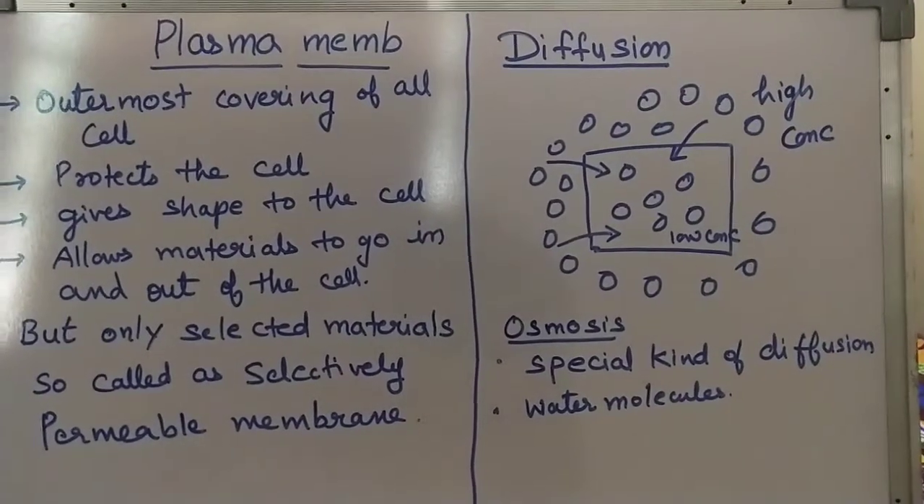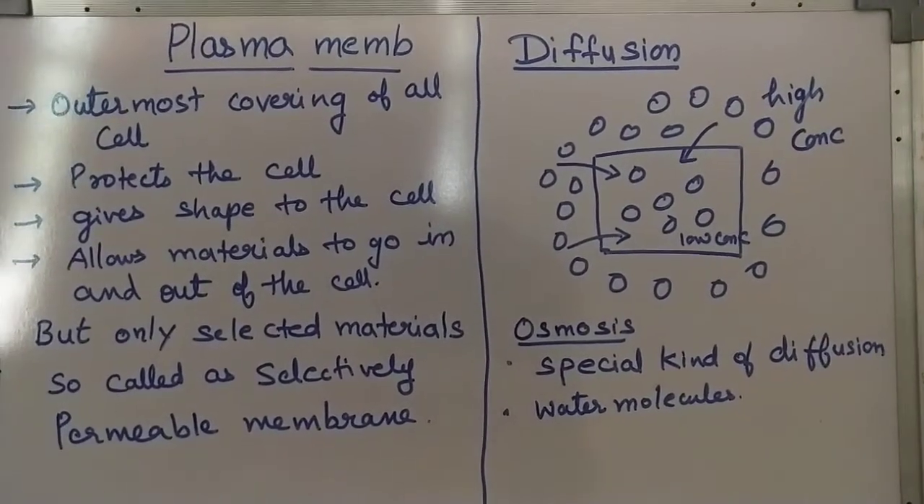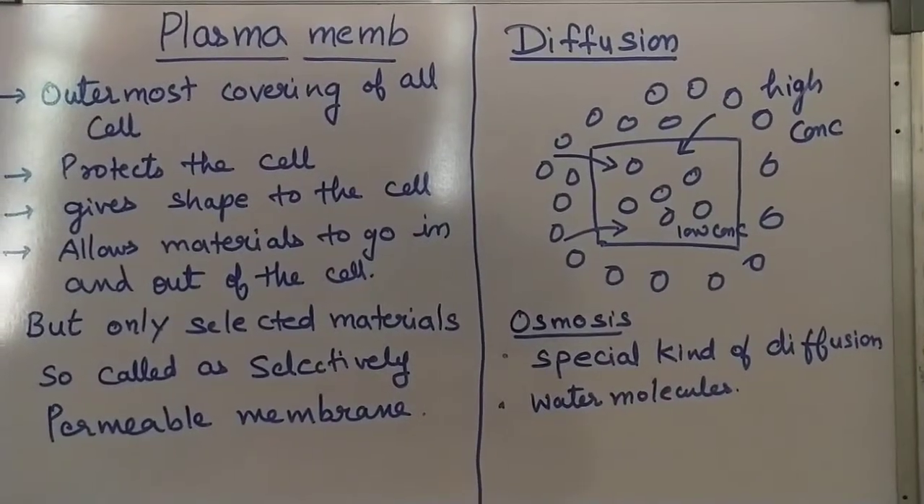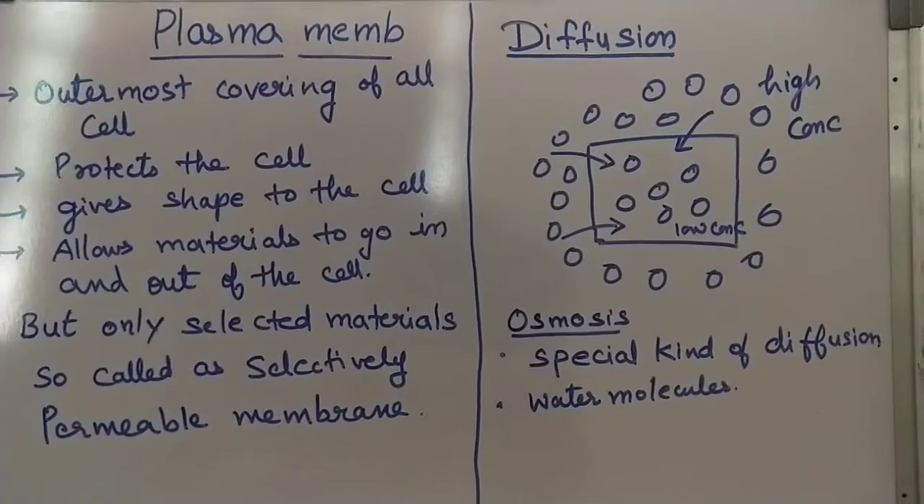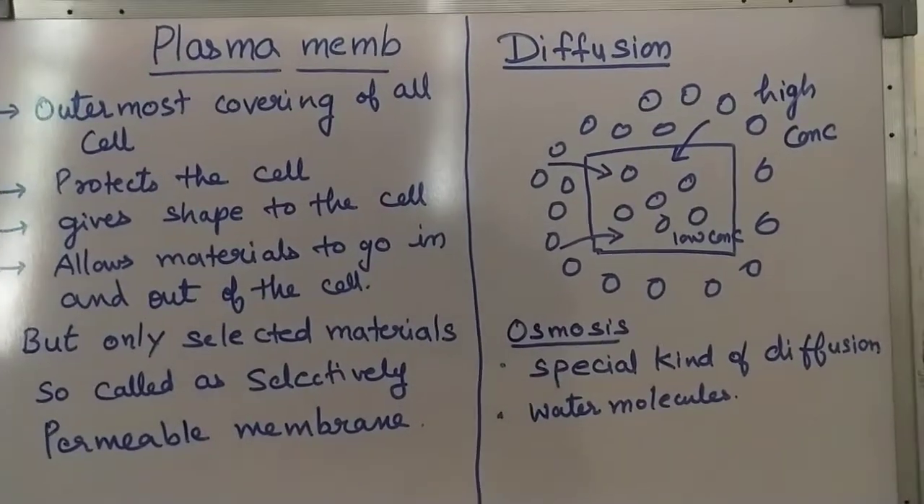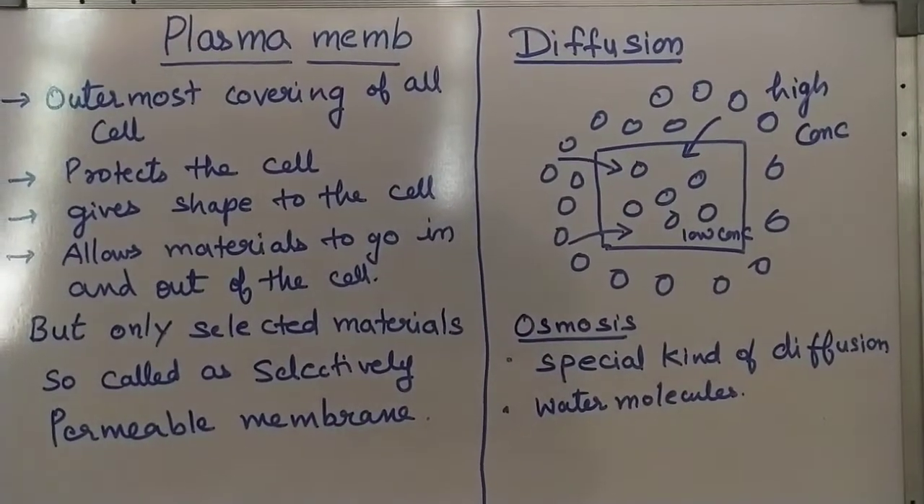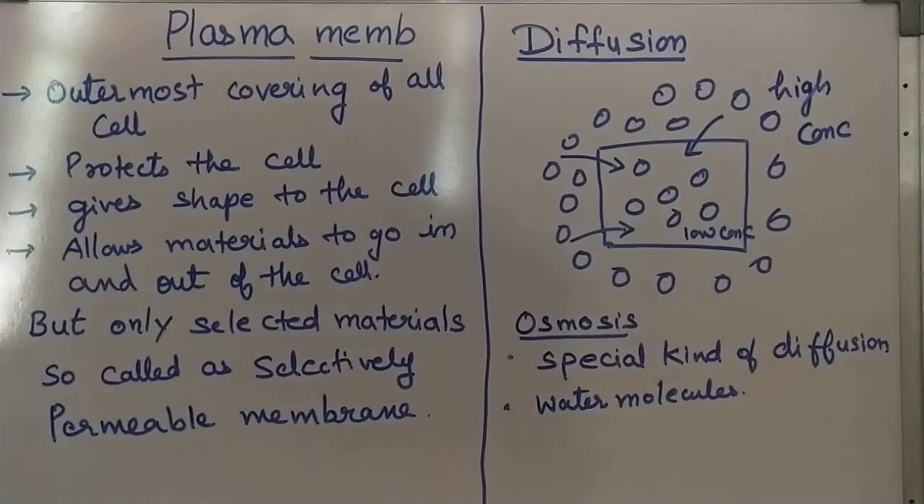In last class, in 8th standard, you studied what is plasma membrane. It is the outermost covering of all the cells. All the cells have a covering called plasma membrane. It is also called cell membrane. Remember, it is also called cell membrane.